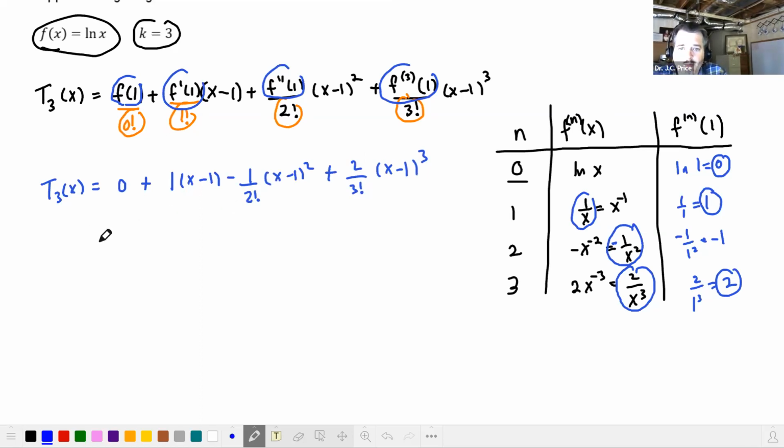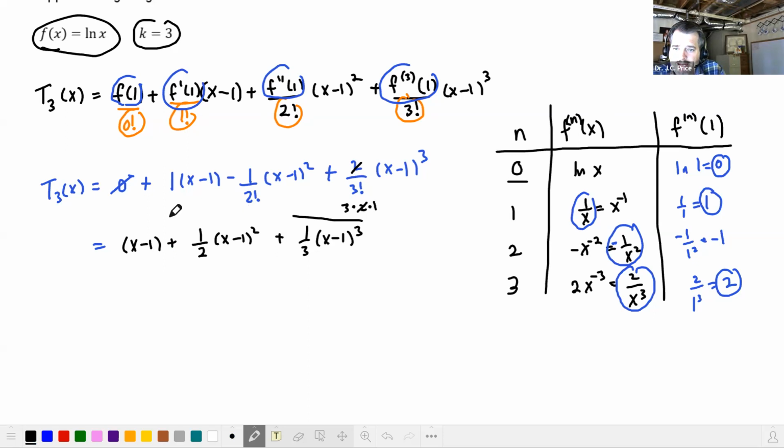So I'm going to clean this up a little bit. This is going to be equal to, that 0 just goes away, so we can just drop it off. And so I just get x minus 1. Plus, 2 factorial is just 2, so it's 1/2 times x minus 1 quantity squared. And then plus, now 3 factorial, remember what that is? That's 3 times 2 times 1. So that should be a 2 there times 1. And notice these 2's are going to cancel, so I'm just going to get 1/3 times x minus 1 quantity cubed. And that is the third degree Taylor polynomial centered at 1.